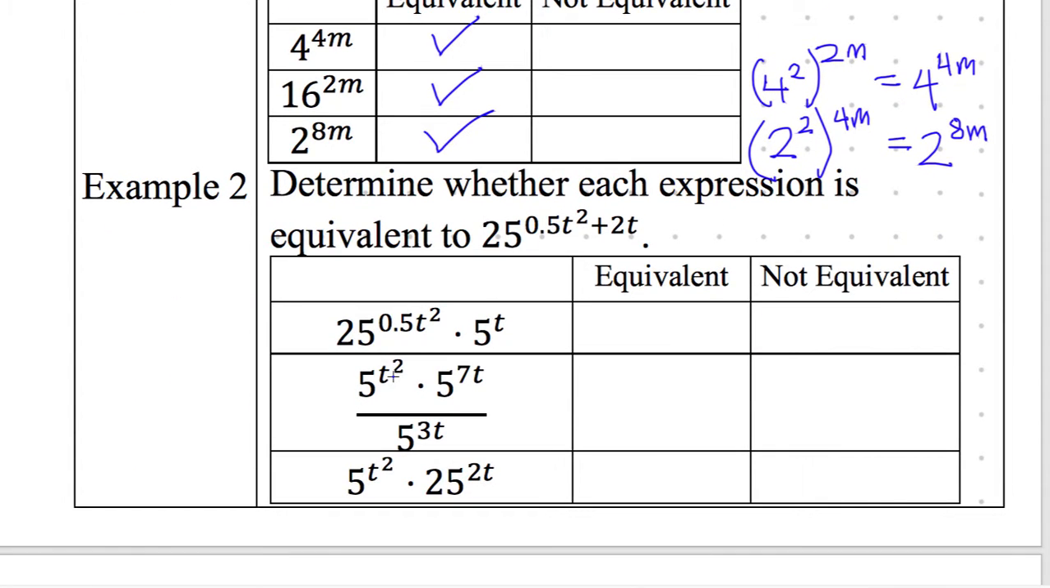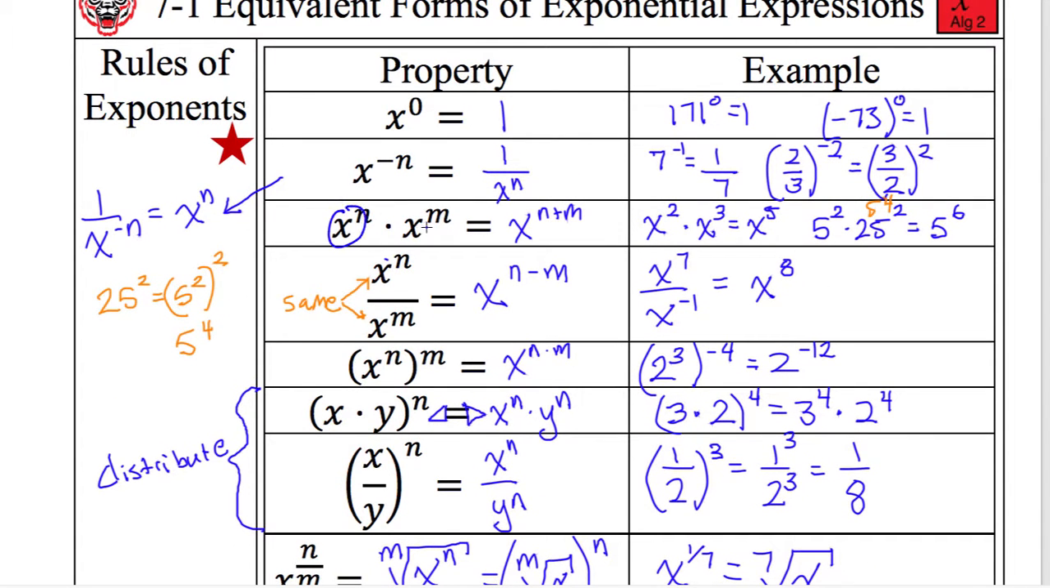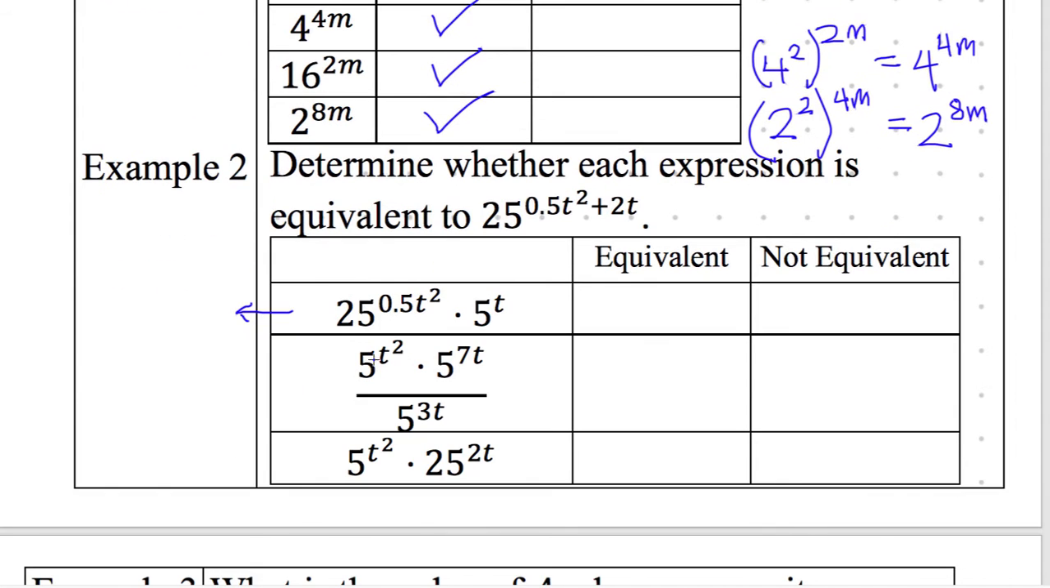All right, so again, I'm doing the same thing, applying the rules to this expression, 25 to the power of half t squared plus 2t. Are they equivalent? Are they not equivalent? I need to rewrite this term. When I multiply, darn it, I can't multiply, because I can only multiply when I have an x and an x. What I have down here is an x and a y. They're not the same. But is there a way to make them the same? How do I make them the same, Fiona?